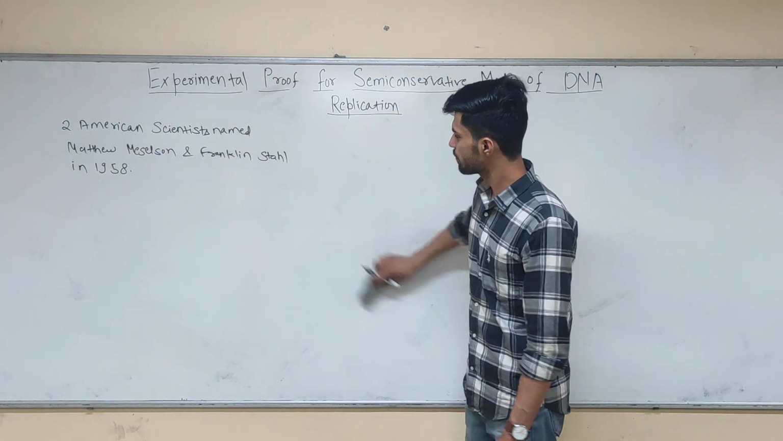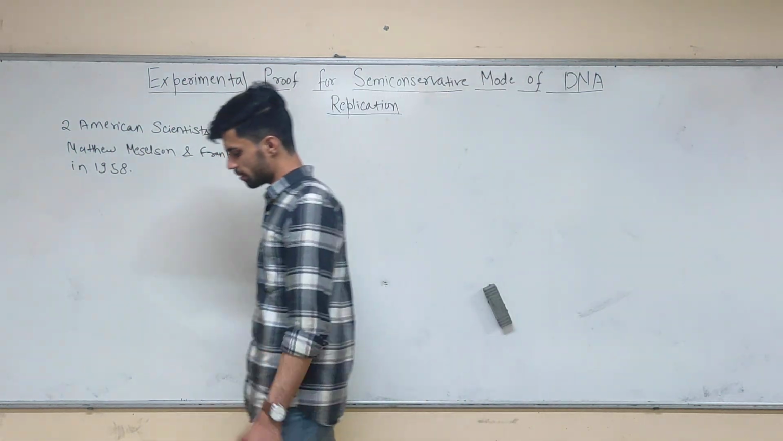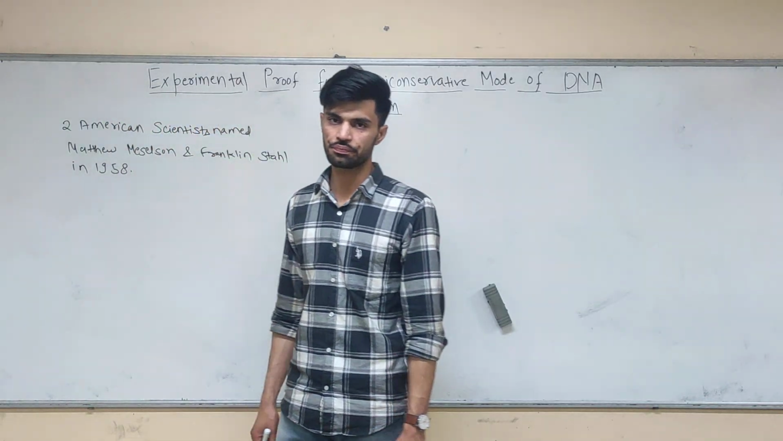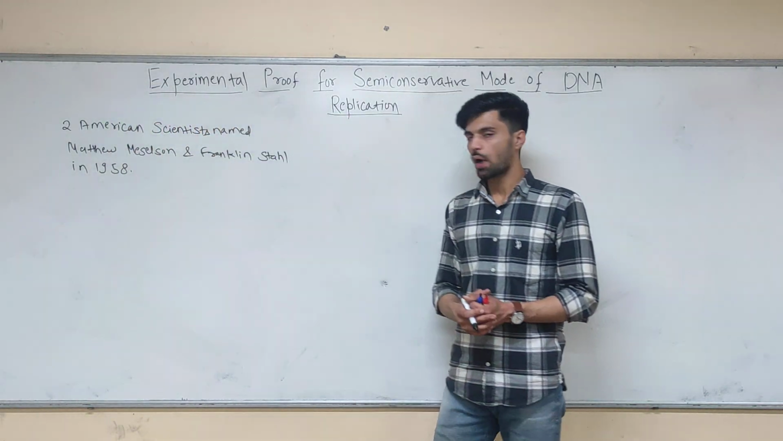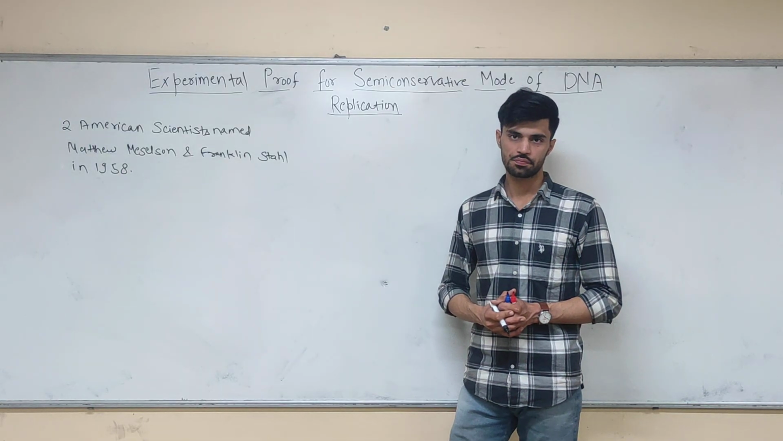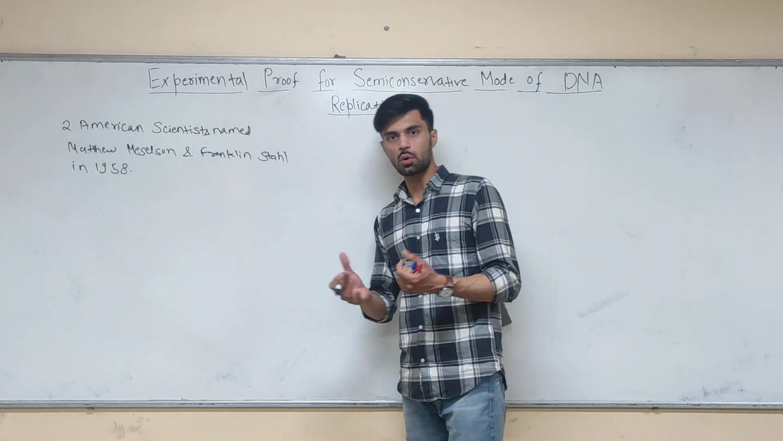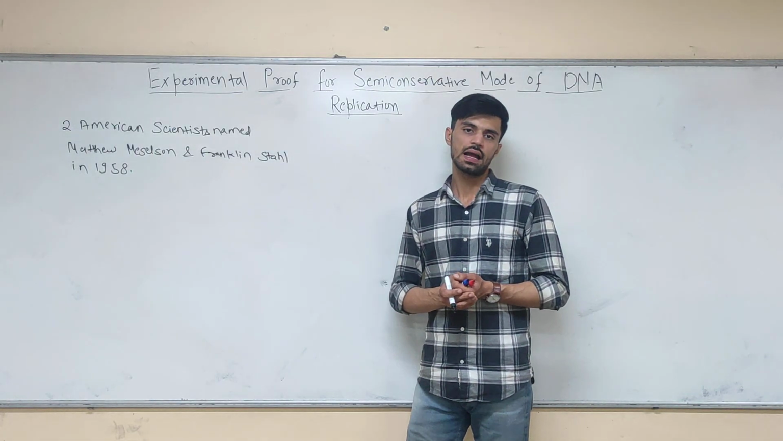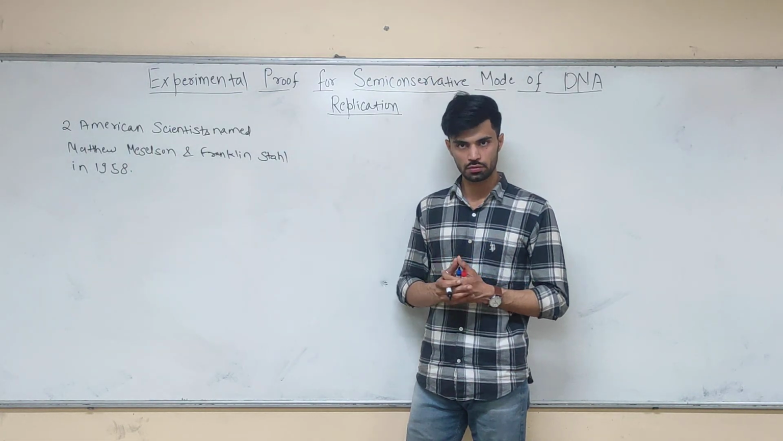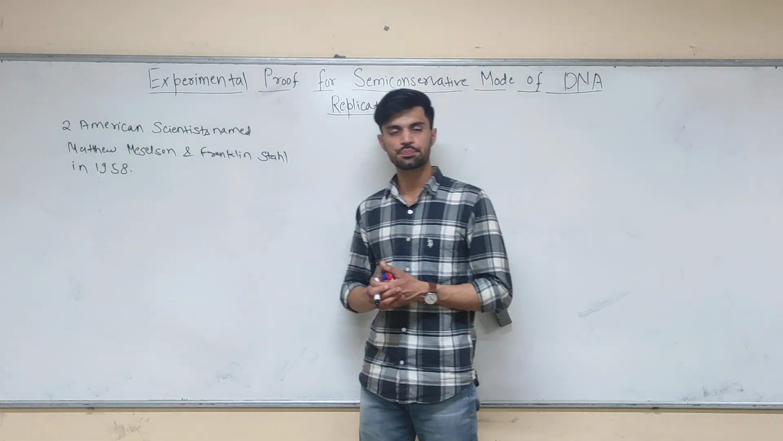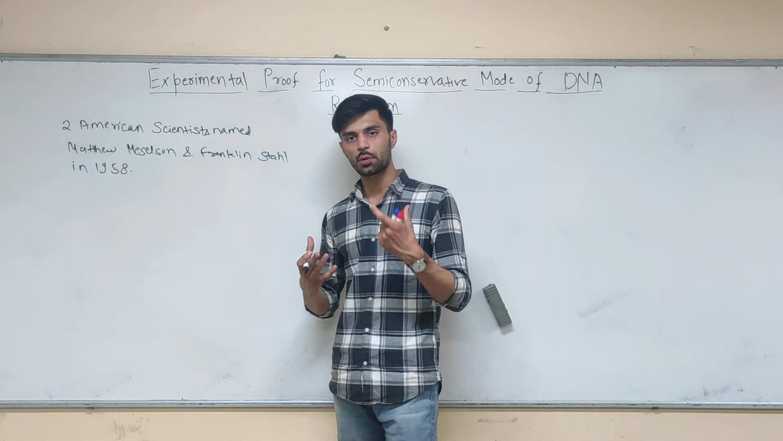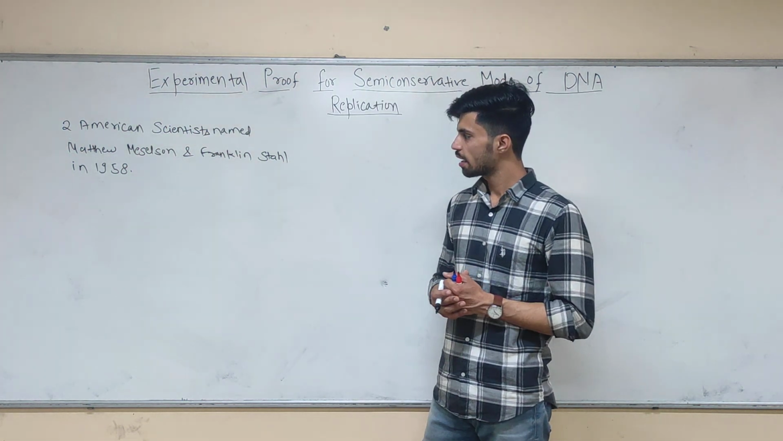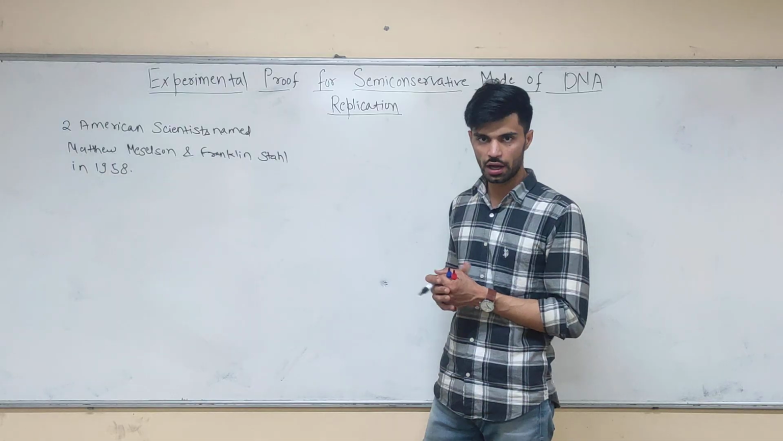Here in their experiment, they chose a bacterium named Escherichia coli. Why did they choose this bacterium? Even though we know that there are thousands of bacteria in our world, Escherichia coli has a very high reproduction rate. It divides or reproduces in about every 20 minutes. So that's why they chose Escherichia coli.